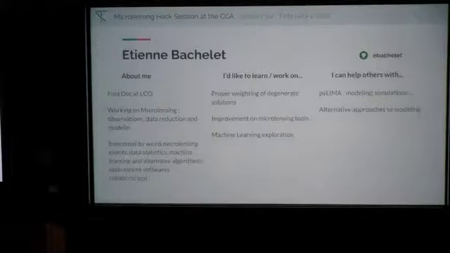So I'm Etienne Bachelet. I'm a postdoc at Las Cumbres Observatory. I've mainly worked on microlensing for 8 years now. I'm interested in working on bizarre microlensing events and data statistics and all of those things.